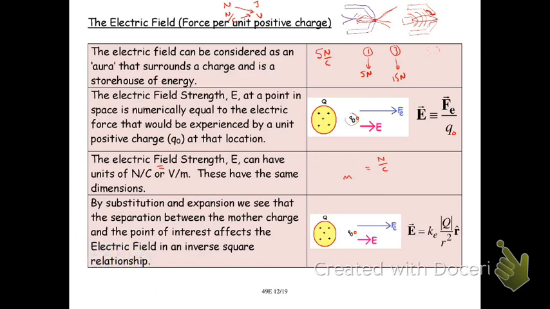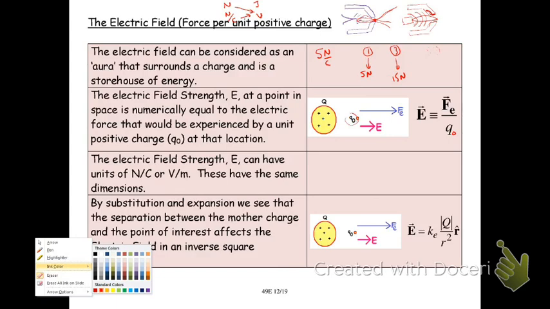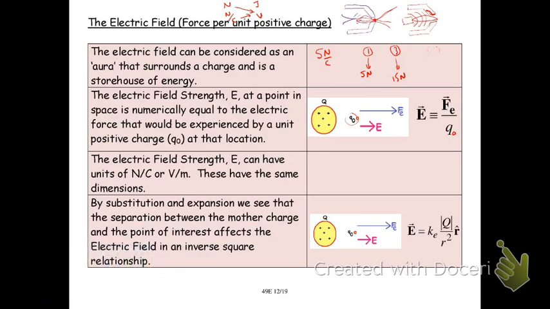So what we say is that the electric field strength E can have units of newtons per coulomb and volts per meter. These have the same dimensions. And then by substitution and expansion, we can see that the separation between the mother charge and the point of interest affects the electric field in an inverse square law.